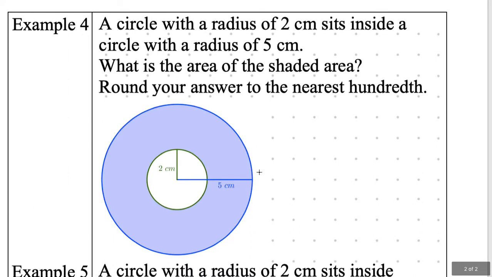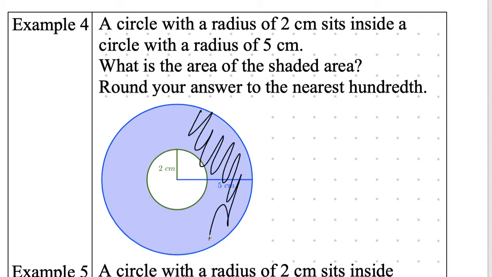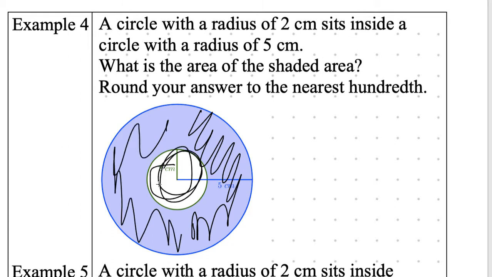All right, let's do example 4. This one is going to be slightly harder. I'm reading a circle with a radius of 2. That tiny little guy on the inside is sitting inside a circle with a radius of 5. So this length right here is 5. This length right here is 2. I need to find the area of the shaded area. It kind of sounds weird. I think it's supposed to be shaded region maybe. So this area right here, not this area right here.